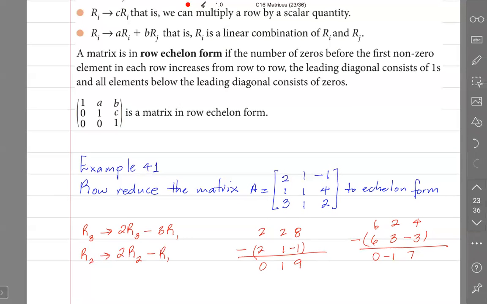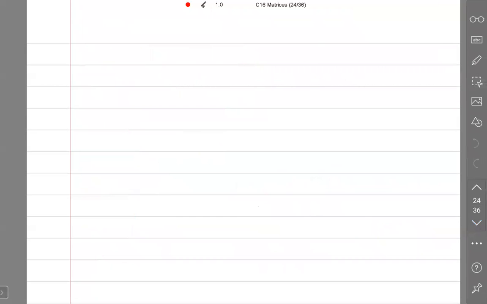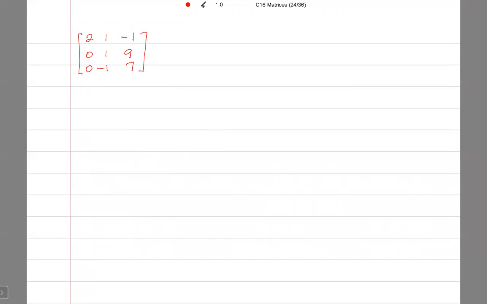All right, so let's turn the page. And when we do our new matrix, based on the steps I've taken so far, the matrix will reduce to row 1 remains the same, 2, 1, minus 1. Row 2 becomes 0, 1, 9, and row 3 becomes 0, minus 1, 7. So the first thing I did is I row reduced the matrix so that the first elements in rows 2 and 3 are 0.